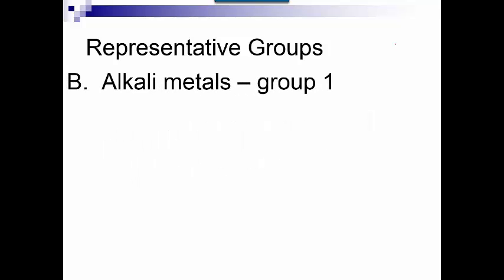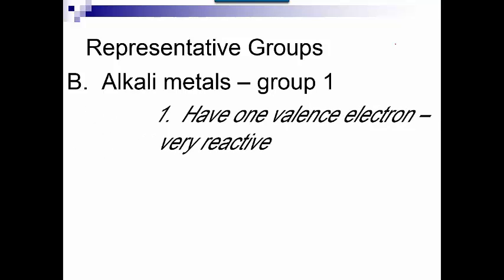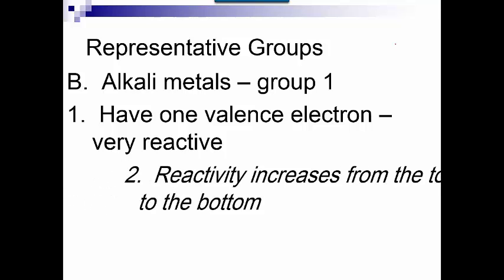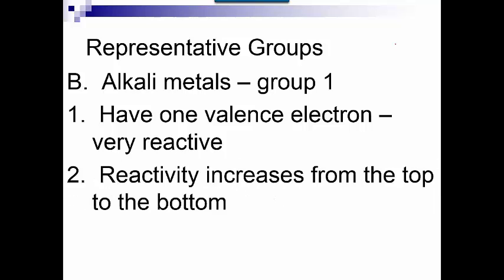Now, if we look at group 1, remember there's 18 total groups, so we're not going to go through every single 18. We're kind of hitting the main families. These are called your alkali metals, and they have 1 valence electron, so only 1 valence electron. They're very, very reactive. Now, hydrogen is also in that family. If you get your periodic table out, it is not a metal. Hydrogen is a nonmetal, but it does have 1 valence electron, so that's why it's placed over there at the top of group 1.